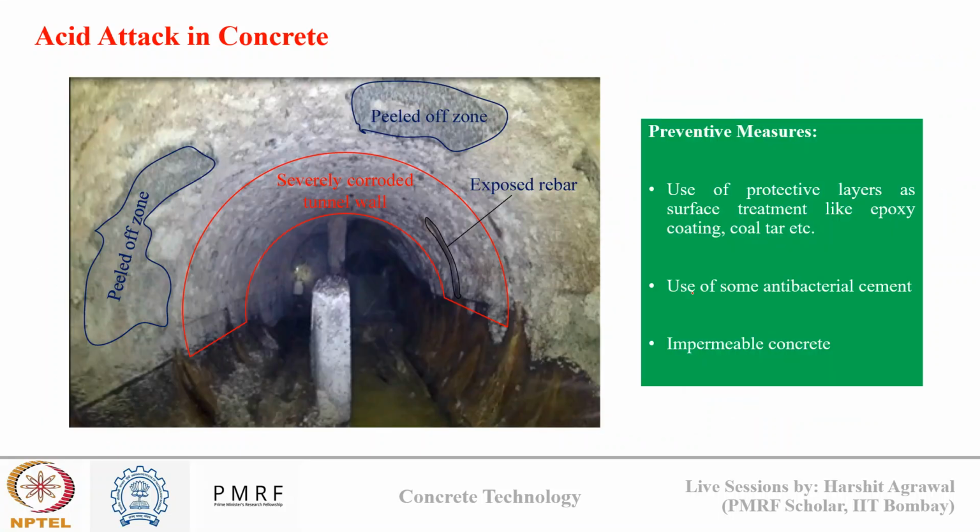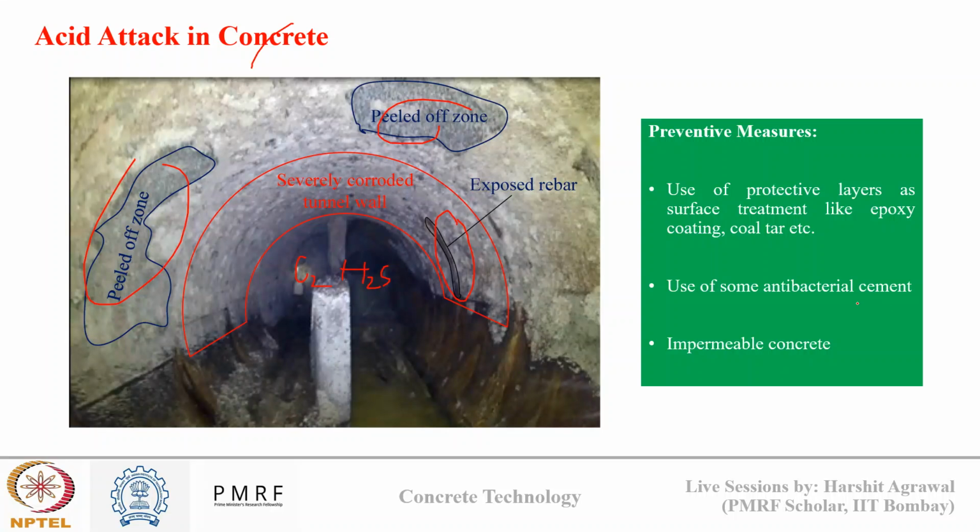So in the first image, you can see one such example of a sewage pipeline where the concrete wall has experienced severe degradation. You can see there are peel off zones present here. Here there is exposed rebar, and all this is due to the presence of oxygen and H2S gas in the sewage lines, which is causing acid attack on the concrete surface.